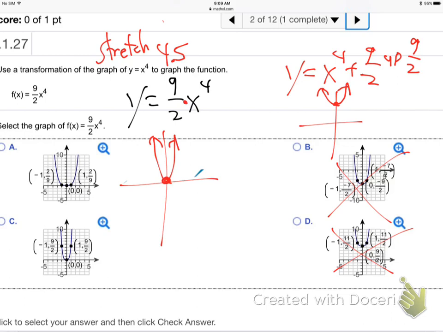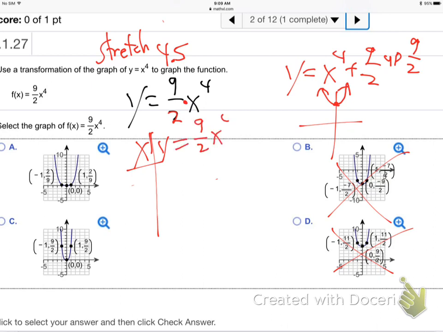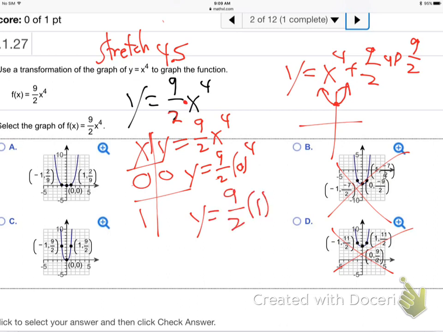Which one is it? You know what we could do? Make a table, just plug in a couple values. Let's make a little XY table and say, if I take y equals 9/2 x to the fourth, what if I plug in 0? That's just going to be 0. Nothing amazing there. But if I do 1, I just plug in easy numbers. Just x is 0, x is 1. What's y going to equal? 9/2 times 1 to the fourth? Just 9/2. So over 1 up 9/2. So there it is. It's C.